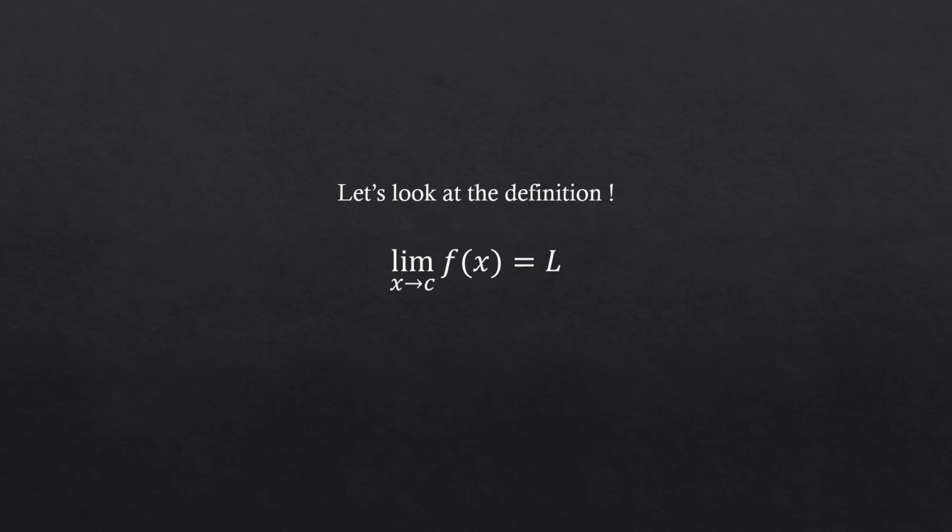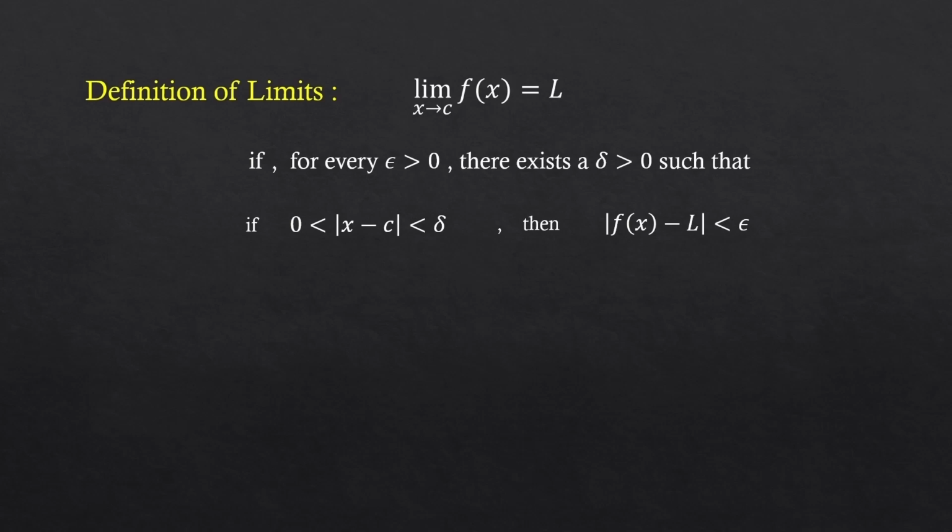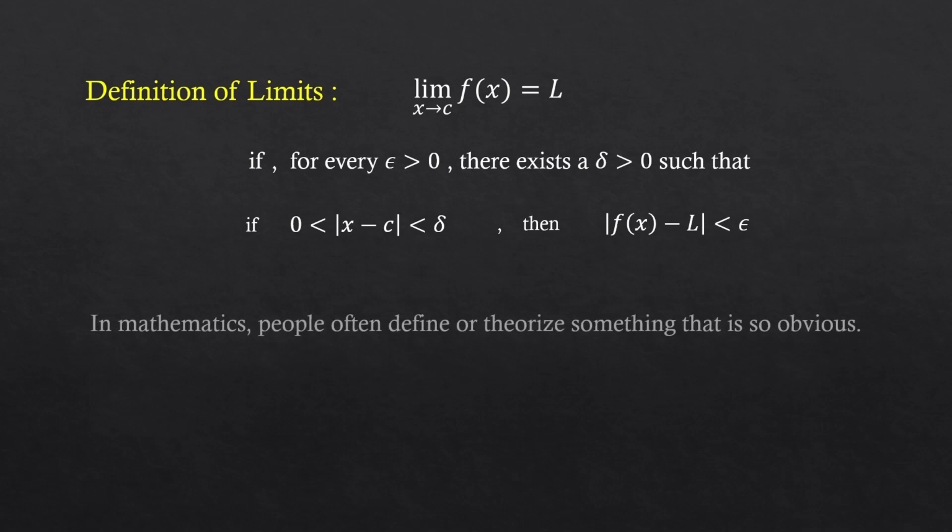Okay, now, let's look at the definition. The definition of limits is as follows. You've seen this definition from your textbook, right? It might not be the exact same statement as the one you saw from your textbook, but it should look very similar. In mathematics, people quite often define or theorize something that is so obvious. So obvious that you don't even understand why it's a theorem.